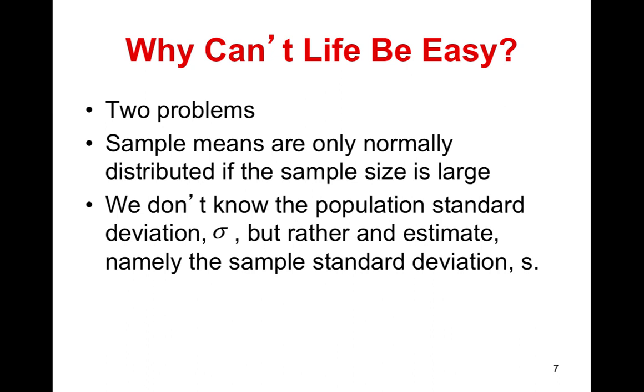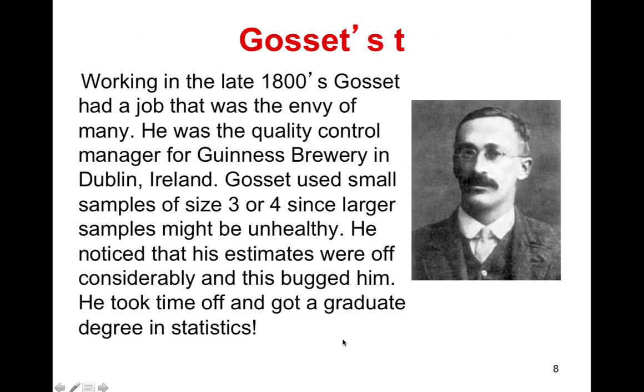So why can't life be that easy? Sadly, there are two big problems. One is that the sample size needs to be large in order for the sampling distribution of the mean to be normally distributed. The other is we don't know the population standard deviation, but only the sample standard deviation when we are conducting an experiment.